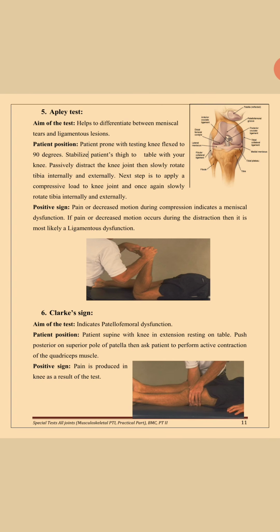Clarke's sign: the aim of the test is to indicate patellofemoral dysfunction. Patient position: patient supine with the knee in extension resting on the table. Push posteriorly on the superior pole of the patella, then ask the patient to perform an active contraction of the quadriceps muscle. Positive sign: pain is produced in the knee as a result of the test.